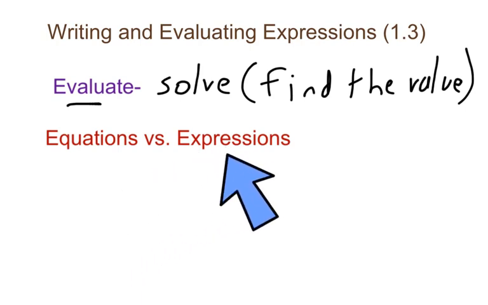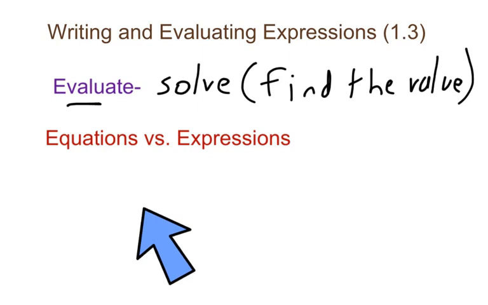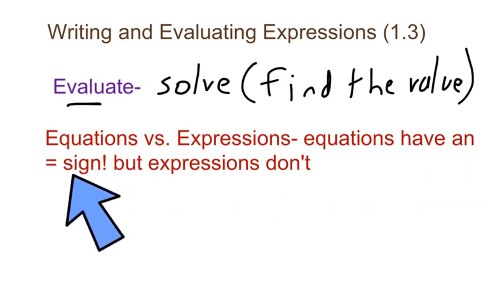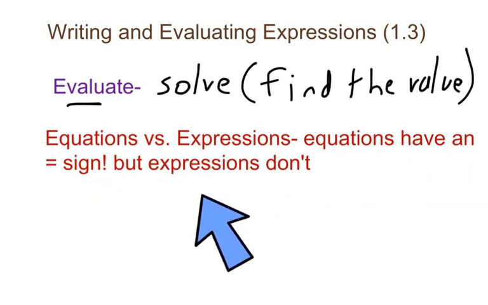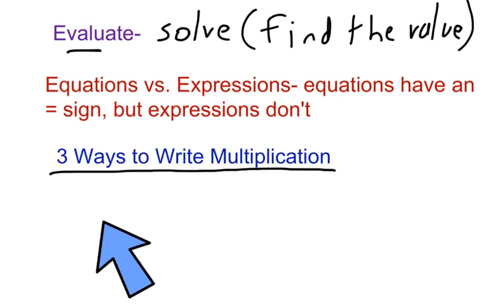So in math, expressions are similar to equations. The difference is that expressions don't have an equal sign. Equations have an equal sign, but expressions don't. And with expressions, there are 3 common ways that we can show multiplication. I'm going to list those 3 for you. The reason we have these 3 ways is because mathematicians are often pretty lazy and they look for shortcuts.